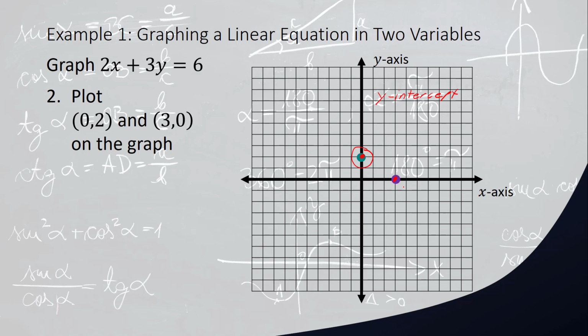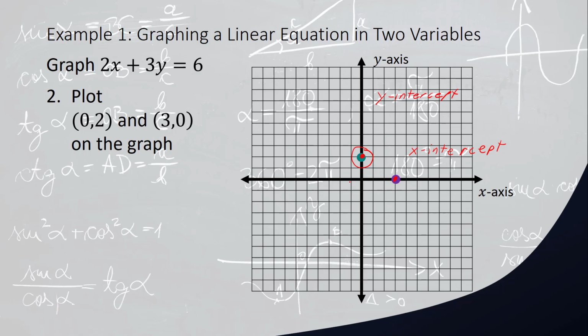And notice how this point 3 comma 0 is sitting on the x-axis. As a consequence, this is called the x-intercept. And we find the x-intercept by setting y equal to 0. That puts us on the x-axis, and then we can solve for x.